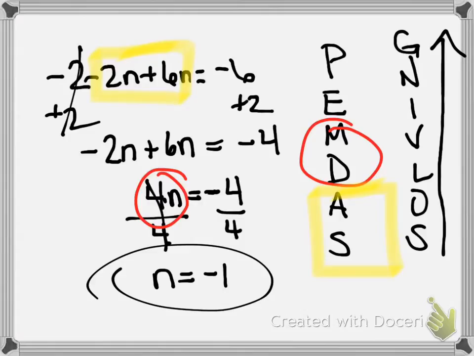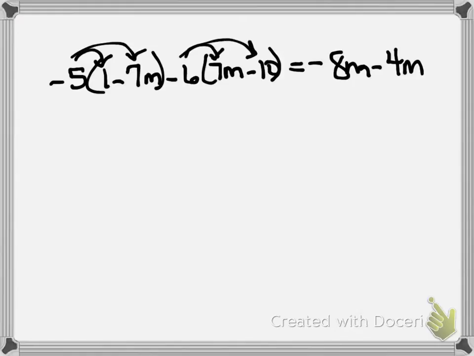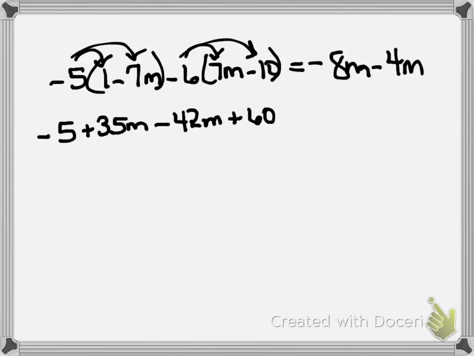So let's go and look at number 26, because it's a little more in-depth. It has a distributive property in there. And it's fairly complicated. So always when we see this distributive, we want to draw our humps. So that turns into negative 5 plus 35m minus 42m plus 60 equals negative 8m minus 4m.